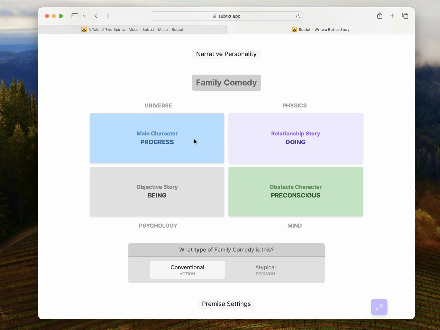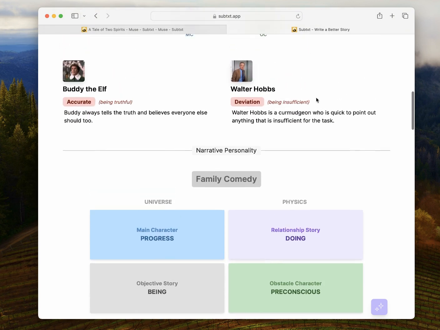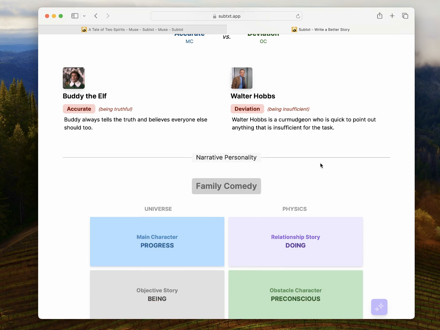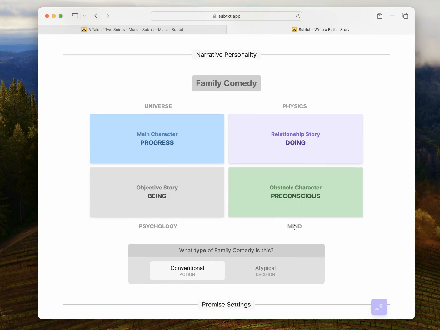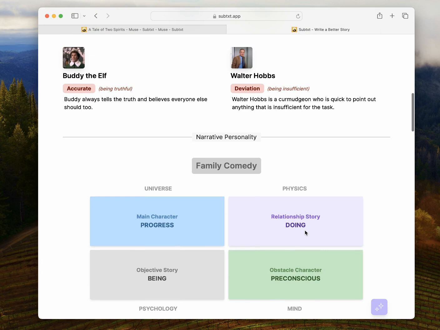Knowing that the main character and the obstacle character have to be balanced across from each other, and that the objective story and the relationship story have to be balanced across from each other, this is the best alignment of all 4 throughlines, given the definitions of universe conflict, physics conflict, psychology conflict, and mind conflict. So universe is fish out of water, so that's clearly Buddy. Physics is the doing of things, so essentially putting together the book, working together, taking him to work. They grow through that relationship of the stuff that they do together. His dad has a very fixed, curmudgeon-y sort of attitude, so his fixed mindset is the source of conflict he's bringing to the story.